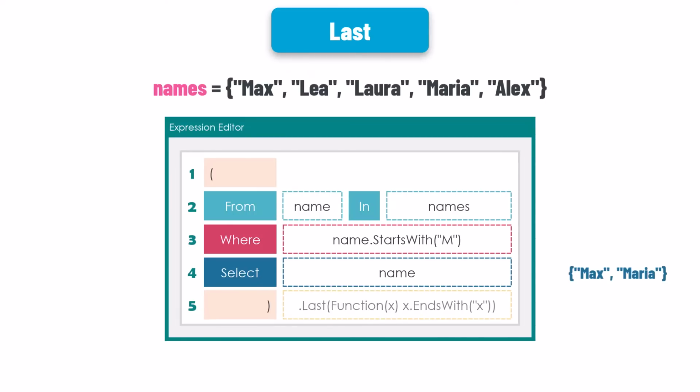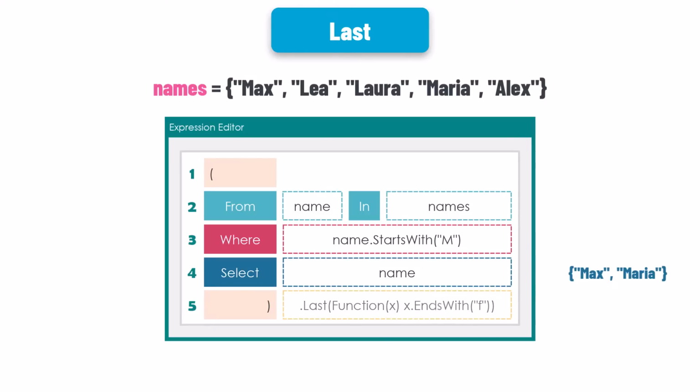Let's use the second overload of the Last method with the following condition. Here I am filtering the sequence to get only the names, that end with letter X. The result of the expression is the following sequence, which contains only this name. So, the result of the query will be this name, which is the last element in the sequence.